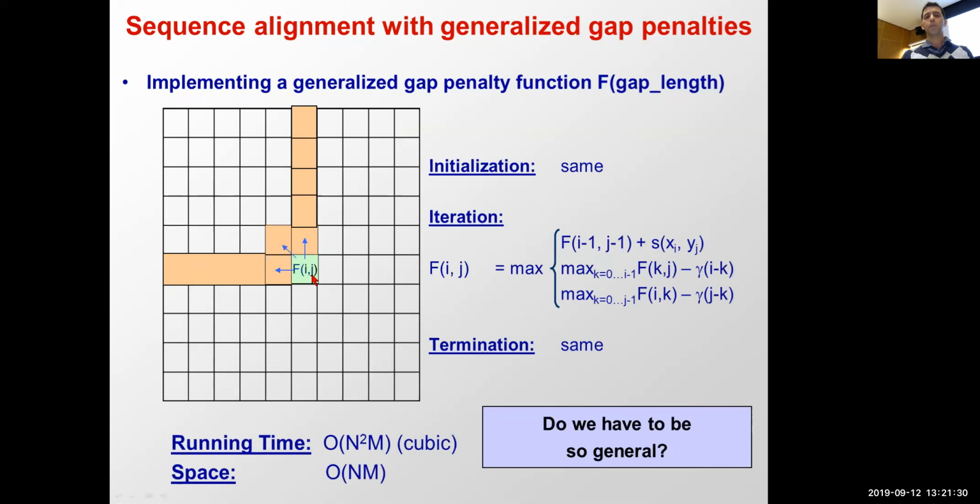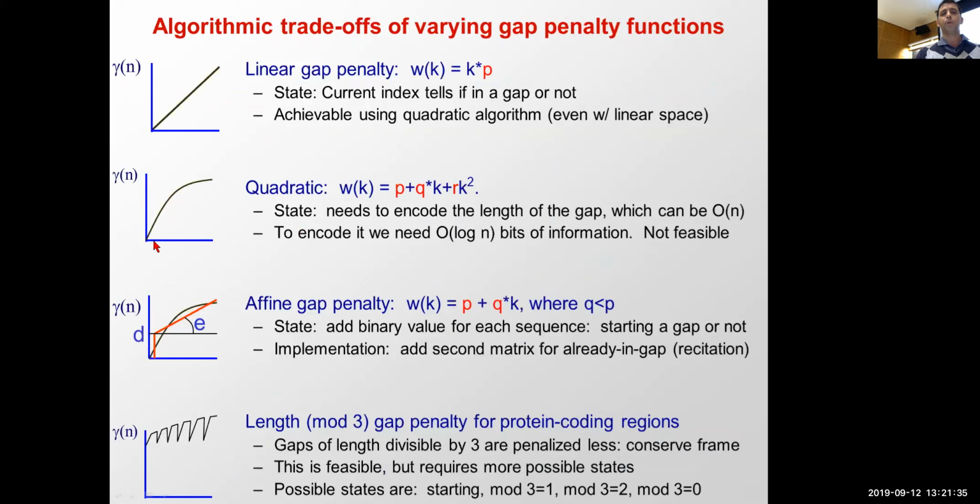But we don't have to be so general. We could simply say, let me build a quadratic function, or let me build an affine function, or let me build a mod 3 function, and so on and so forth. So I could vary the type of penalty, this gamma function of what is the gap penalty of a gap of length n, could simply be linear. Every additional character that I include as a gap costs exactly the same, okay? And that basically is what we already did.